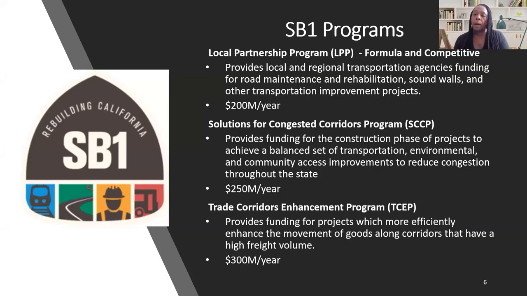And then the SB1 programs that come from the gas tax revenue all have different program goals. The LPP provides funding to local and regional agencies to improve aging infrastructure, and there is about $200 million per year in funding capacity. The SCCP provides funding for the construction phase of projects with the goal to reduce congestion in highly traveled or congested corridors that balance transportation improvements with community impacts and environmental benefits, and there is about $250 million per year in funding capacity. And the TCEP funds corridor-based freight projects with a funding capacity of $300 million per year.